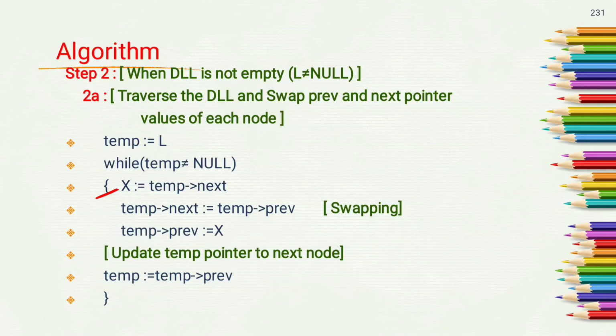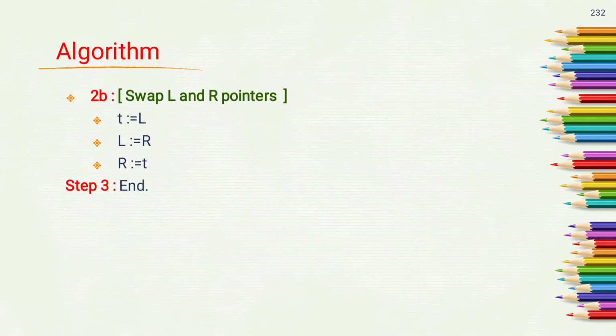And then finally we have to update the temp pointer to next node by writing temp colon equals to temp previous. And when all nodes next pointer and previous pointers are swapped, then we have to swap the L and R pointers by writing T equals to L, L equals to R, and R equals to T. And step 3 is END.